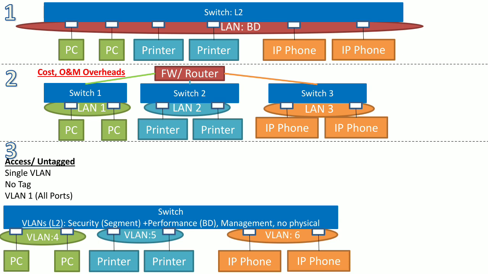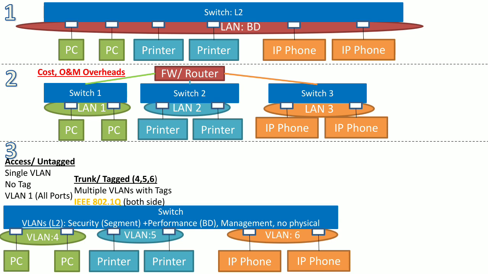Therefore we have to configure different VLAN IDs, and then associate different ports with different VLANs, which I have done over here. That is, I have created three VLANs with VLAN ID 4, VLAN ID 5 and VLAN ID 6, and with each VLAN I have attached the ports belonging to different sets of devices, that is PCs, printers and IP phones.